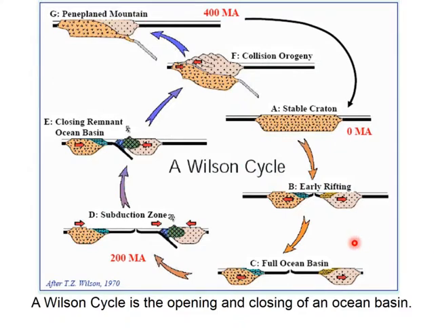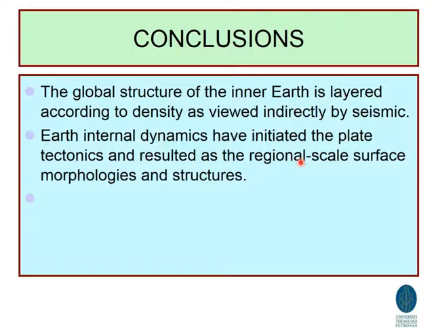This figure shows the major stages of the Wilson cycle as explained in the previous slide, from rifting to seafloor spreading, subduction and collision. It will take about 200 to 300 million years to complete the whole Wilson cycle. As a conclusion, the Earth is made out of different layers which have different physical and chemical properties, as we utilize seismic waves to delineate those layers. Plate tectonics is initiated by the Earth's internal dynamics, resulting in regional scale surface morphologies and structures.